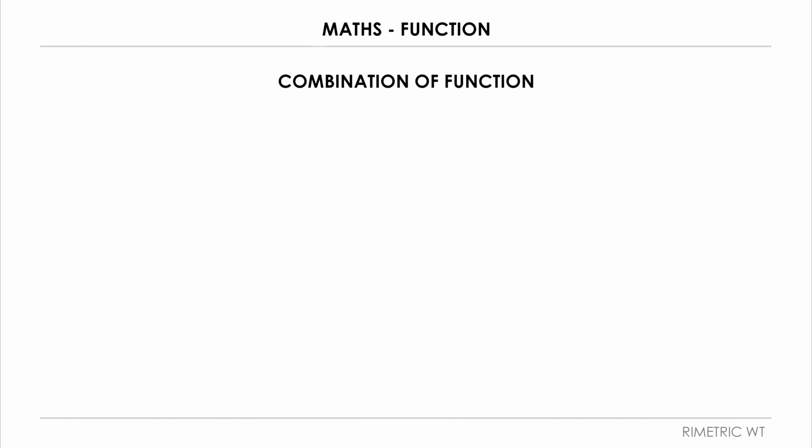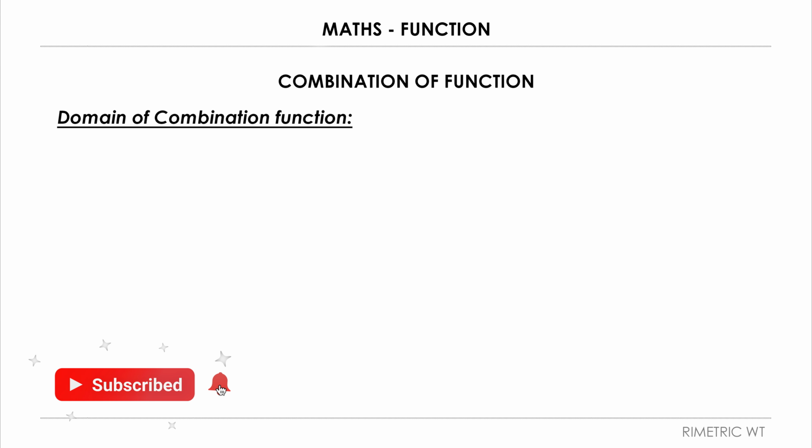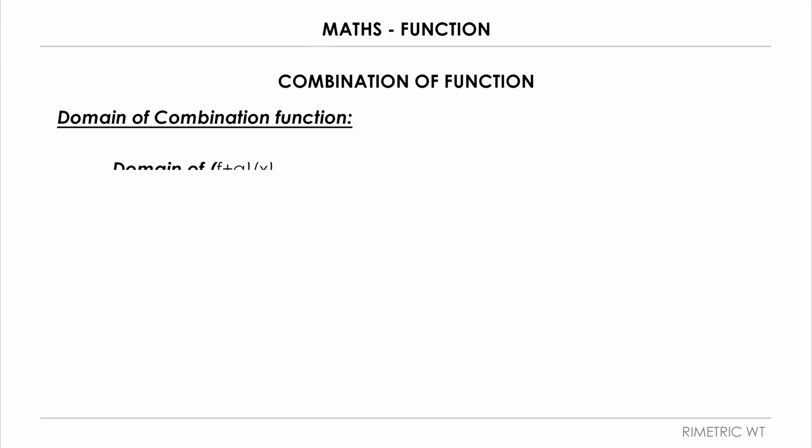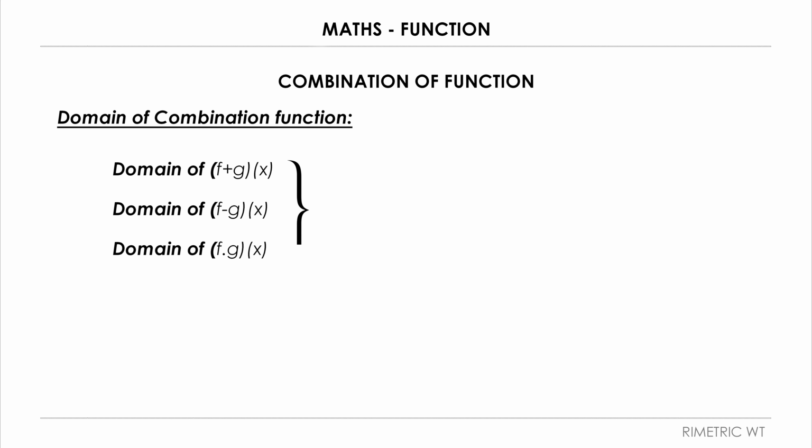Alright, now we have to talk about the domain. How do we determine the domain of a function that is found from an arithmetic operation of two or more functions? For the sum, difference, and product, the domain is generally the intersection of the domains of f and g. This means an input is only valid for the new function if it was valid for both original functions.